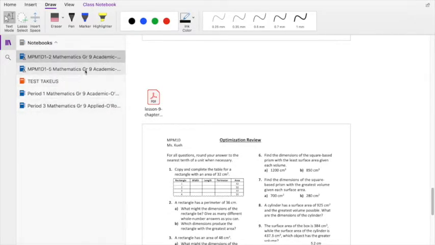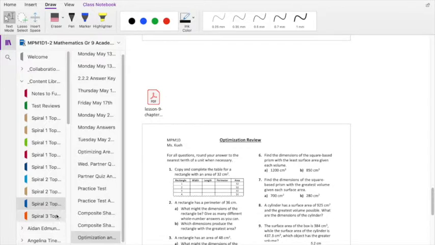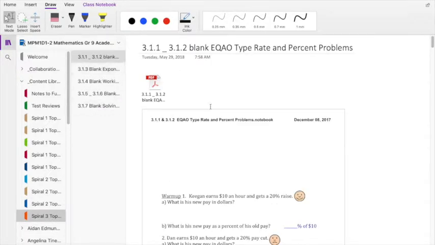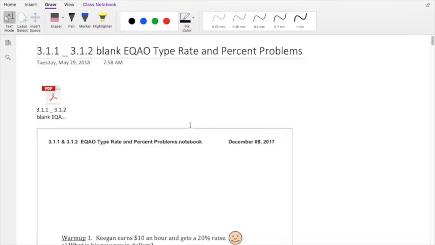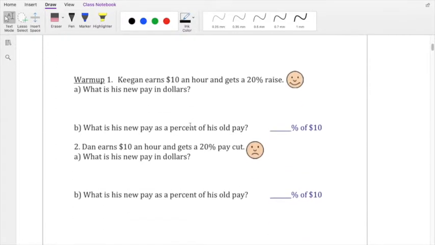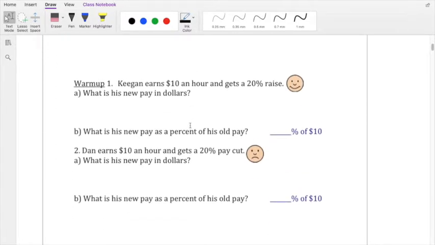But today we're going to go on to some EQAO style questions. In Spiral 3, we're going to wrap everything up and bring stuff together. So take a couple minutes and do the warm-up right now.